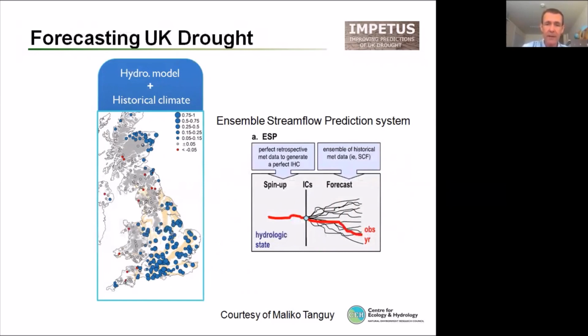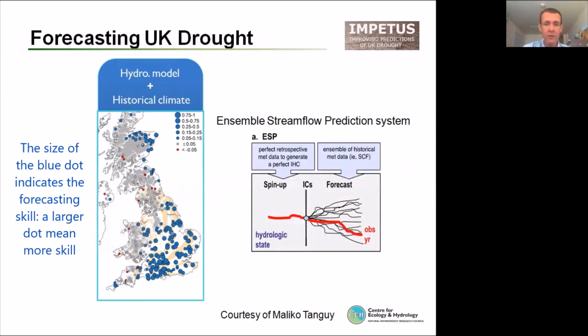So for example, the figure here shows some work done at the Centre for Ecology and Hydrology in terms of forecasting river flows using hydrological models. The blue dots show where the models are skillful for 1 month ahead. And you can see that right across the UK, we've got skill in terms of forecasting river flows, particularly for England and for northeastern Scotland.